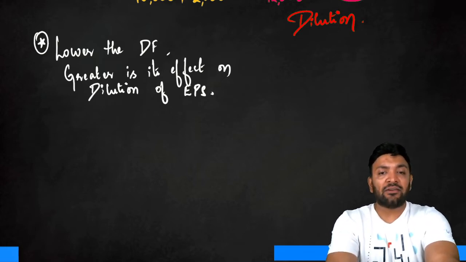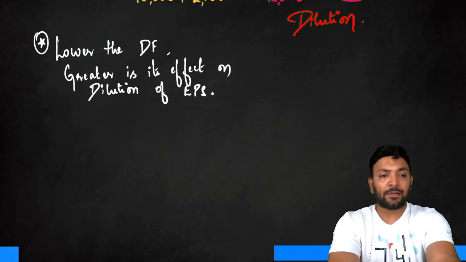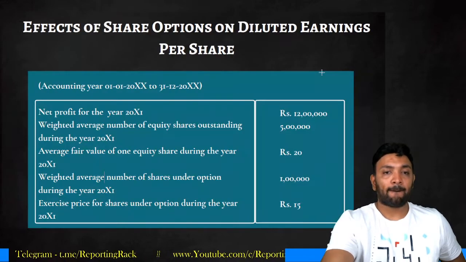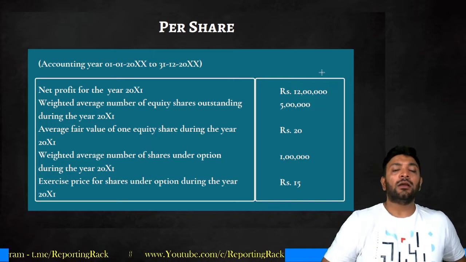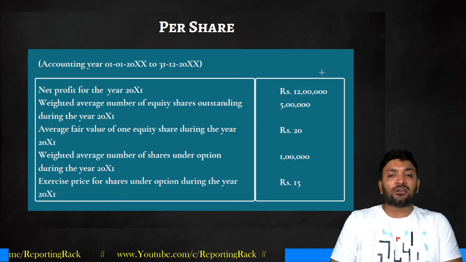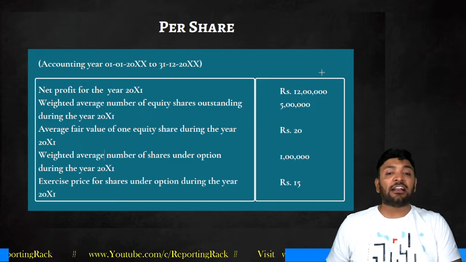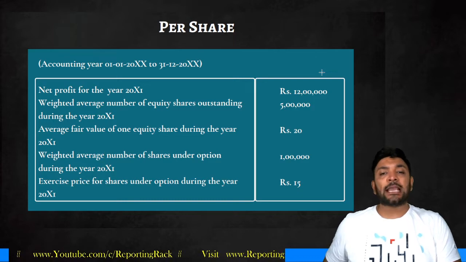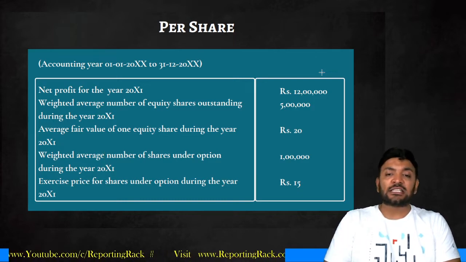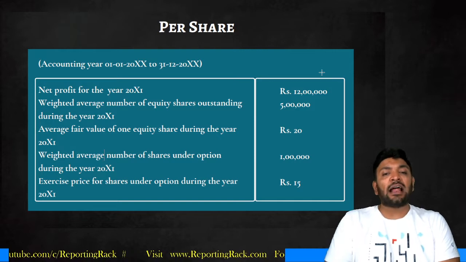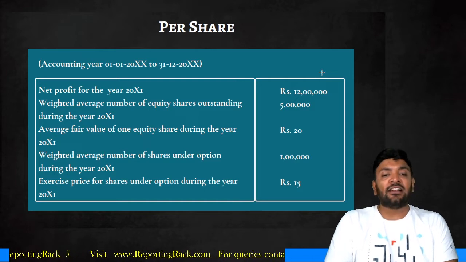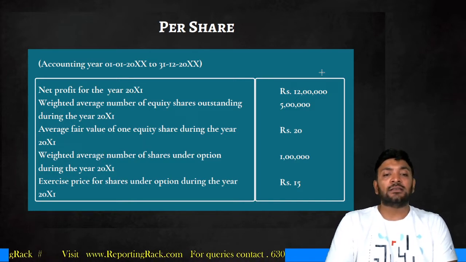Let's take up one example given there. Net profit for the year 2021 is 12 lakhs. Weighted average number of equity shares outstanding during the year is 5 lakhs. Therefore, what is your basic EPS? 12 lakhs divided by 5 lakhs, which is nothing but 2.4. Fair value of one share during the year 2021 is 20. Weighted average number of shares under options is 1 lakh.